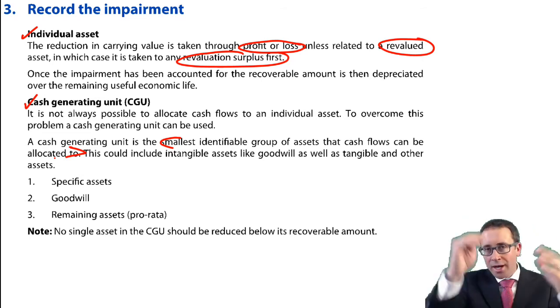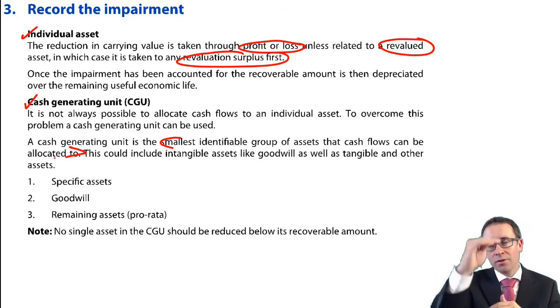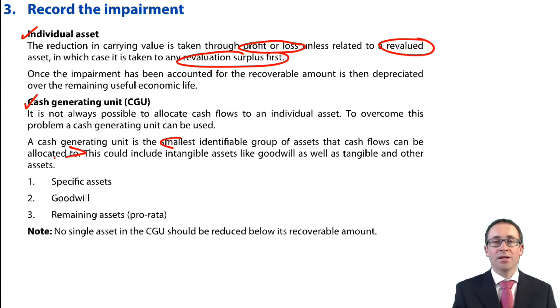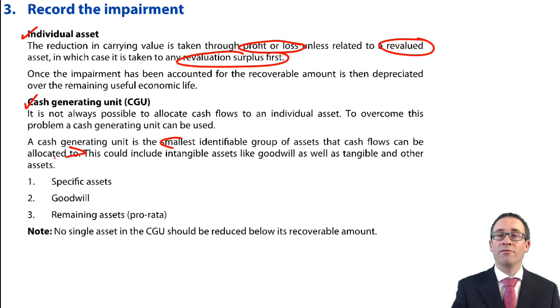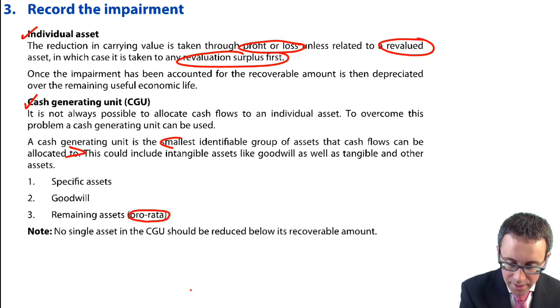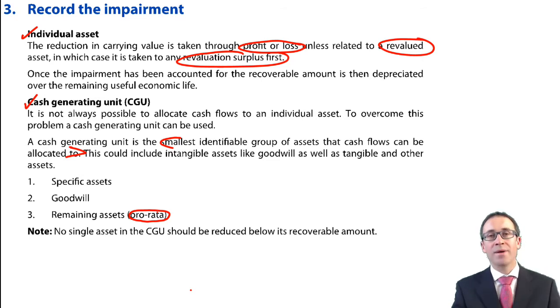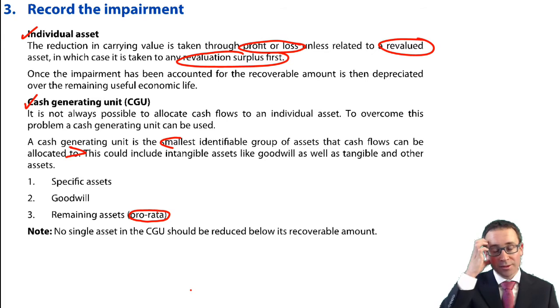Again, it could be a drag and drop type situation in terms of numbering it 1, 2, and 3. First of all, you look at any specific assets that are impaired. That will be told to you within the question. You then impair any goodwill that you have within the business. And then you look at any remaining assets that are left. Whatever is left of the impairment, you allocate on a pro rata basis, based upon the carrying values.